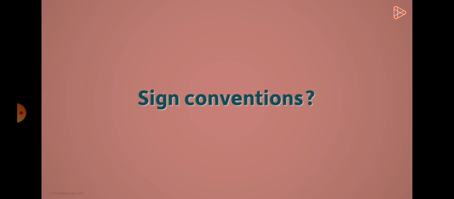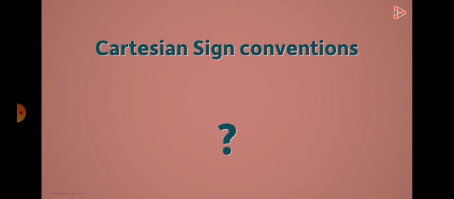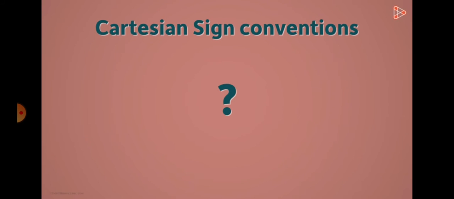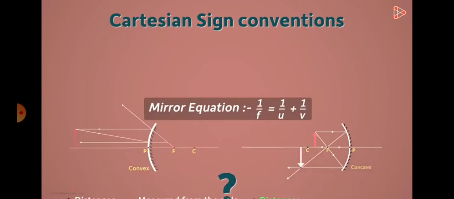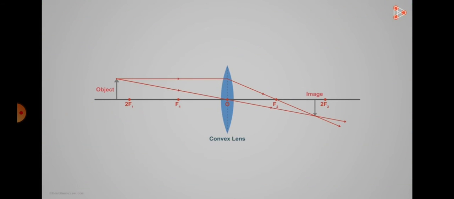To use this formula, we need a sign convention, called the Cartesian sign convention. We know the mirror formula from previous classes, how distances are measured and how signs are considered. Distance is measured from the pole. Distance to the right of the mirror is positive, left of the mirror is negative, above the principal axis positive and below the principal axis negative.